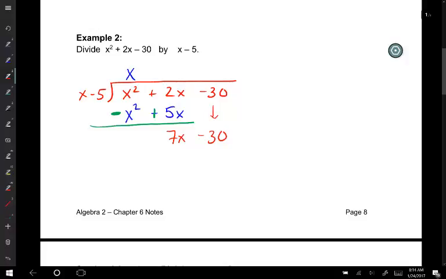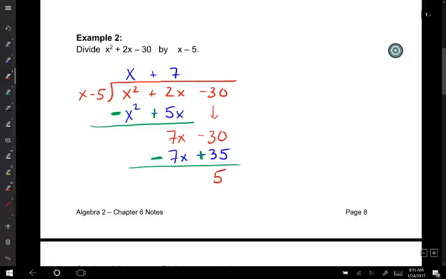Now we start over again. Marissa, Cole, or Catherine. X times what is 7x? 7. I need a plus or a minus, please. Okay, plus 7. So we multiply 7x, 7 times 5, negative 35. Go through and subtract. Subtract the first one and the second one. It became a plus again. So we go through now, and 7x minus 7x is 0. Negative 30 plus 35 is a what?